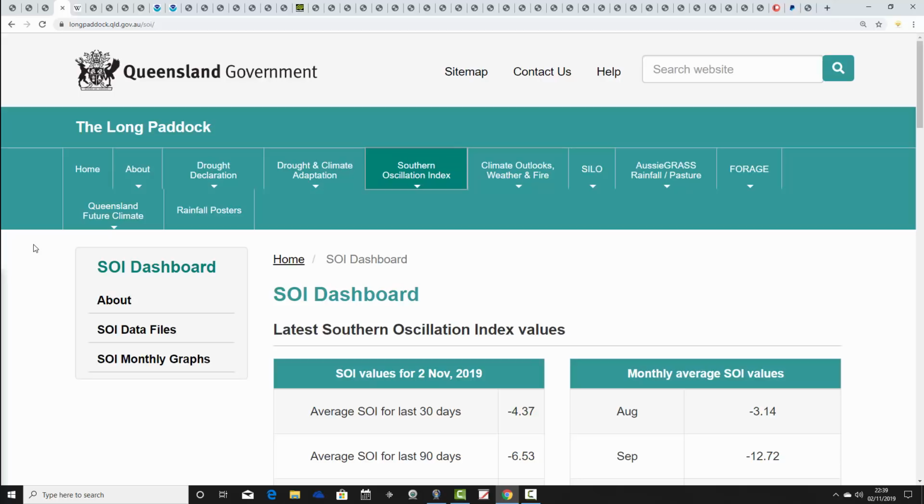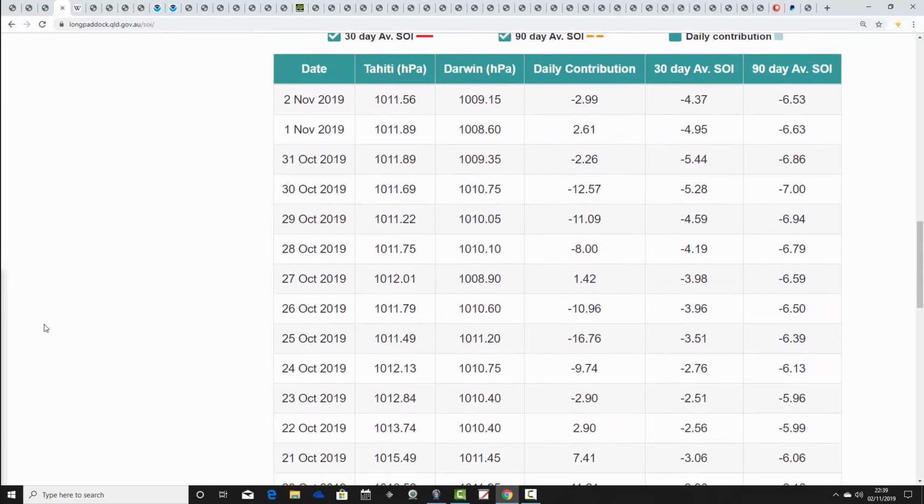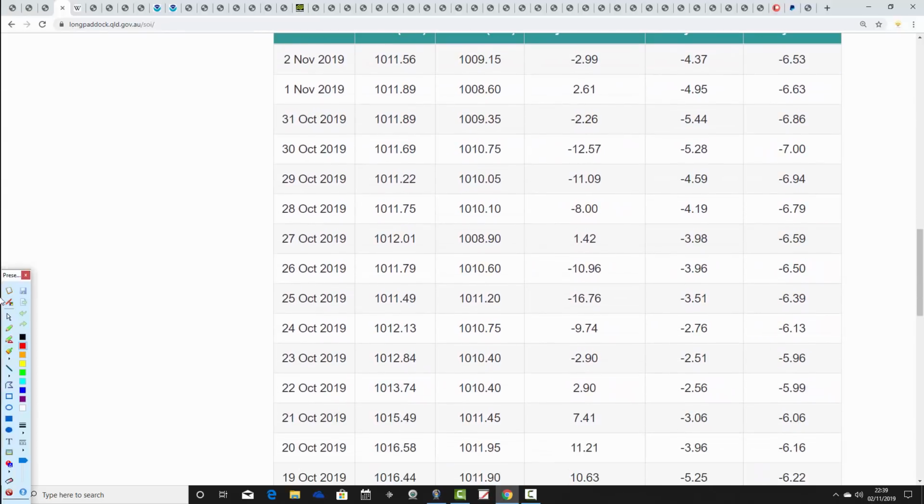So when the SOI is negative, the atmospheric setup will be reflective of an El Nino setup. When the SOI is positive, the atmospheric setup will be reflective of La Nina. Let's see what's happening in terms of our daily numbers.